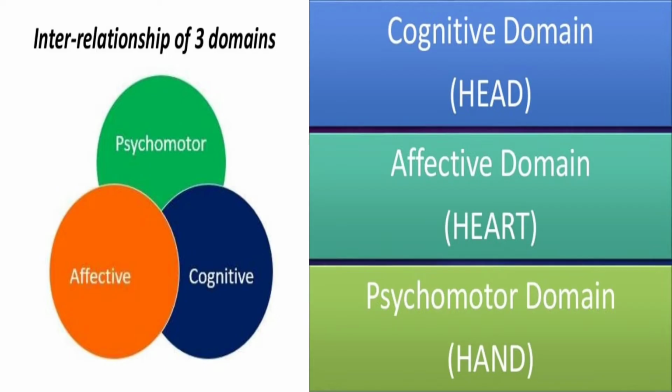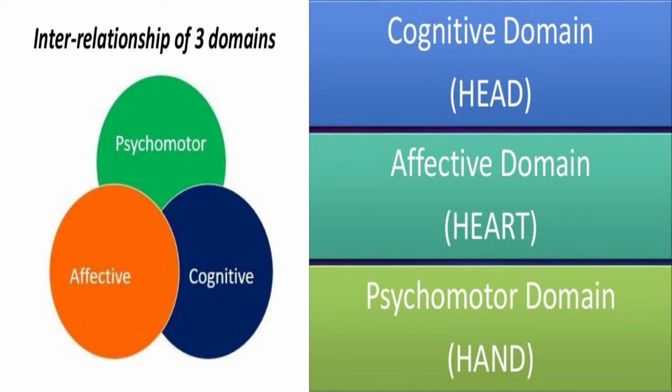Then there is an interrelationship between the three domains, namely the cognitive, affective and the psychomotor. Everything is overlapped with one another. We can't distinguish the domains from one another. It is an interlocked pattern. Bloom's taxonomy can be said to be the study of three H's. What is the 3H? Head, cognitive domain; heart, affective domain; and psychomotor domain, hand coordination.